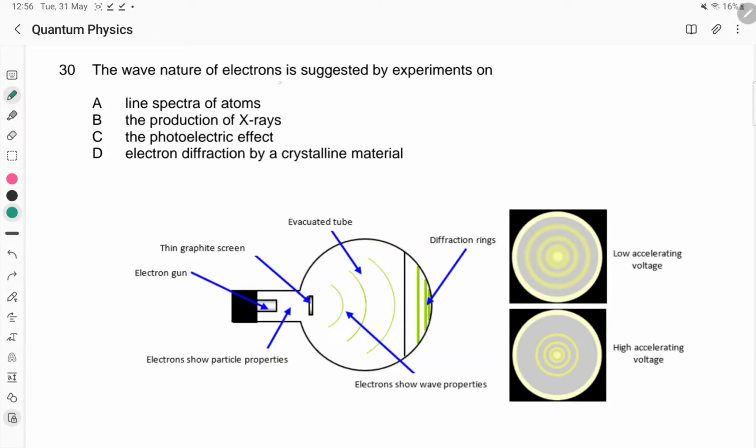The wave nature of electrons is suggested by experiments on electron diffraction. Okay, so this is simply just bookwork. So let me just explain the electron diffraction experiment. We know that by the de Broglie equation, lambda equals h over p.